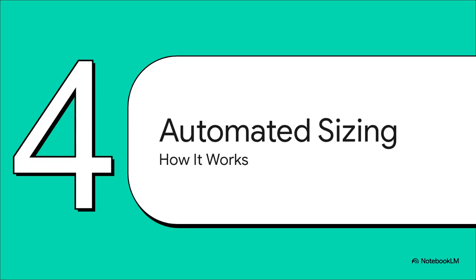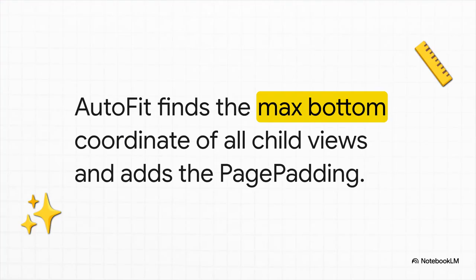Let's look at the automated sizing magic and how it actually works under the hood. You might be wondering, how does this container actually know how tall it's supposed to be? Well, it uses a built-in subroutine called AutoFit. When you trigger AutoFit, it rapidly loops through every single child view inside that host panel. It checks the top position, adds the element's height, and calculates the absolute highest bottom coordinate among all those elements.